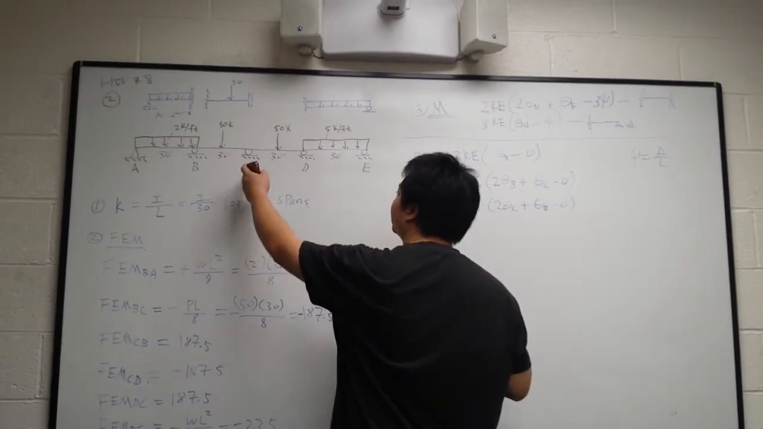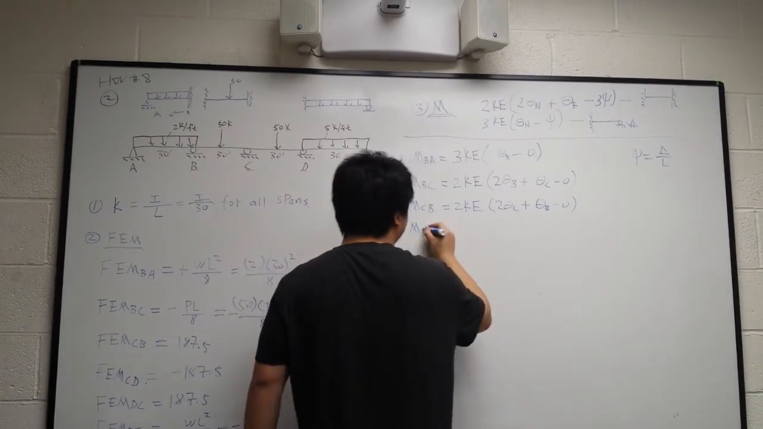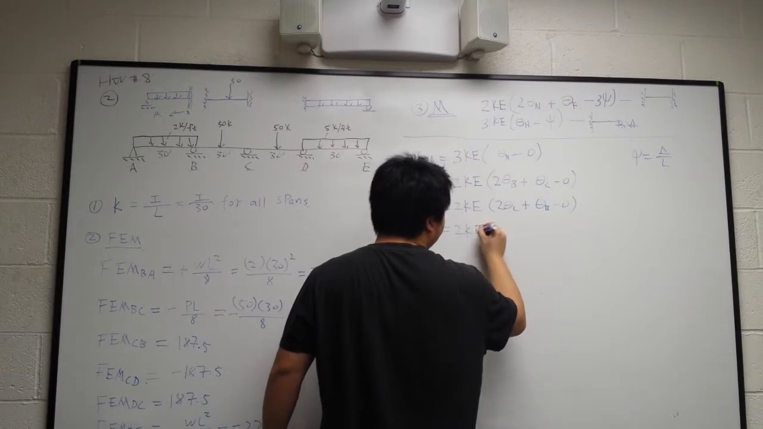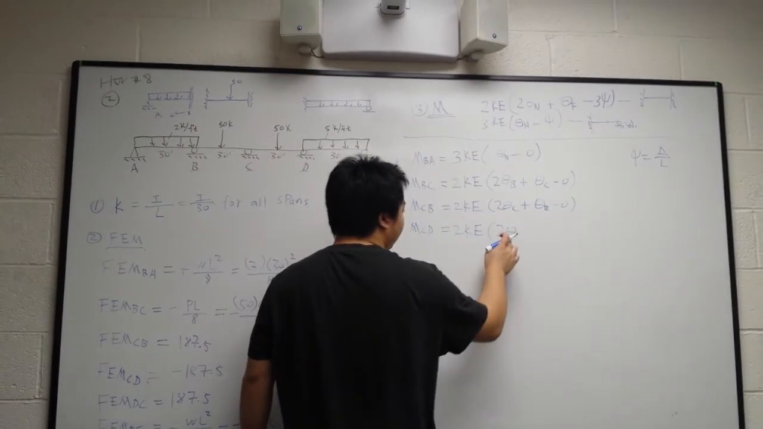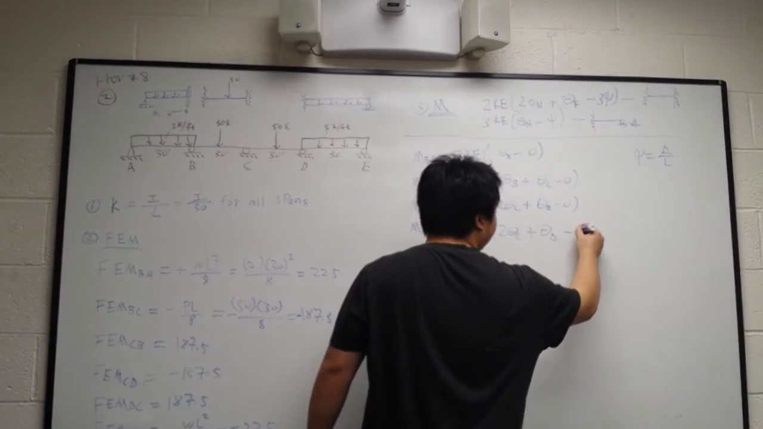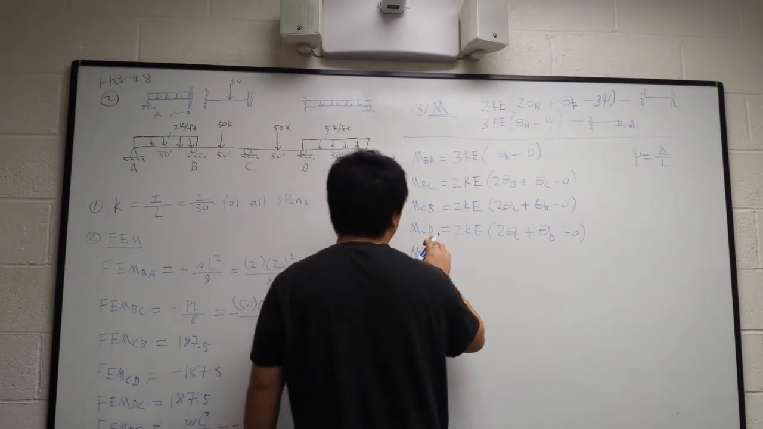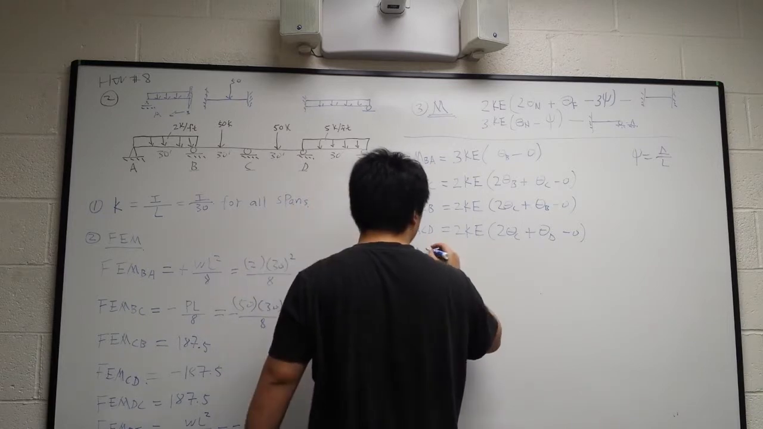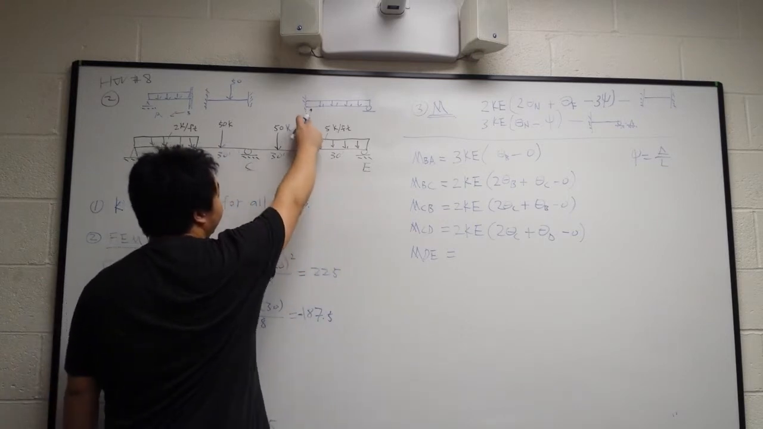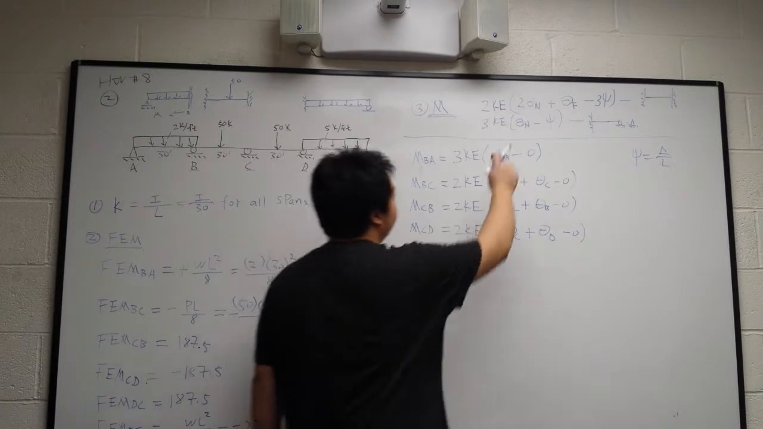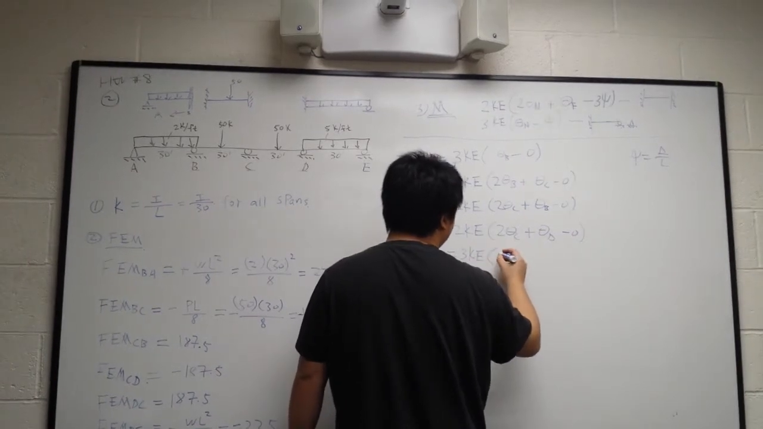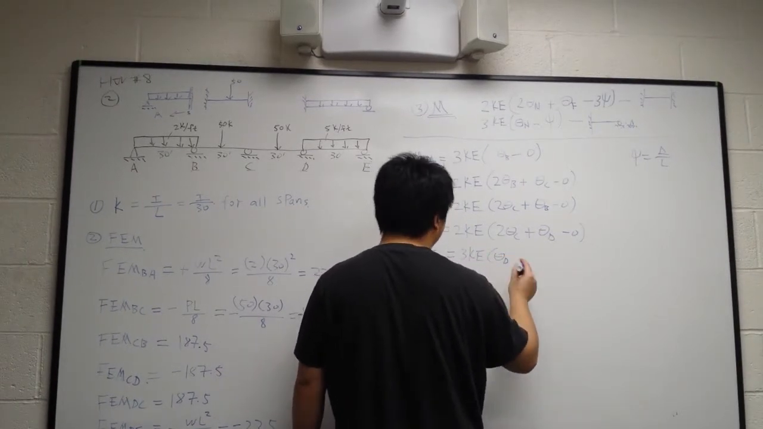So you have C, B, so you have CD. Same equation. Fix, fix, fix, fix. So 2K E 2 C plus D. And we have DC, so you can have DE. D to E is a fix to a roller. So you're going to have fix and roller. You use this. So you're going to have D KE delta D, not delta, theta D minus 0.